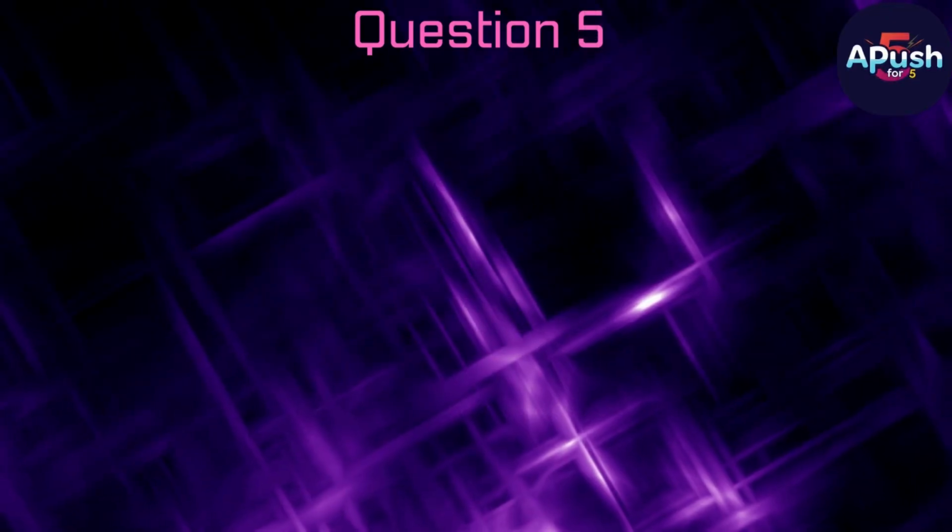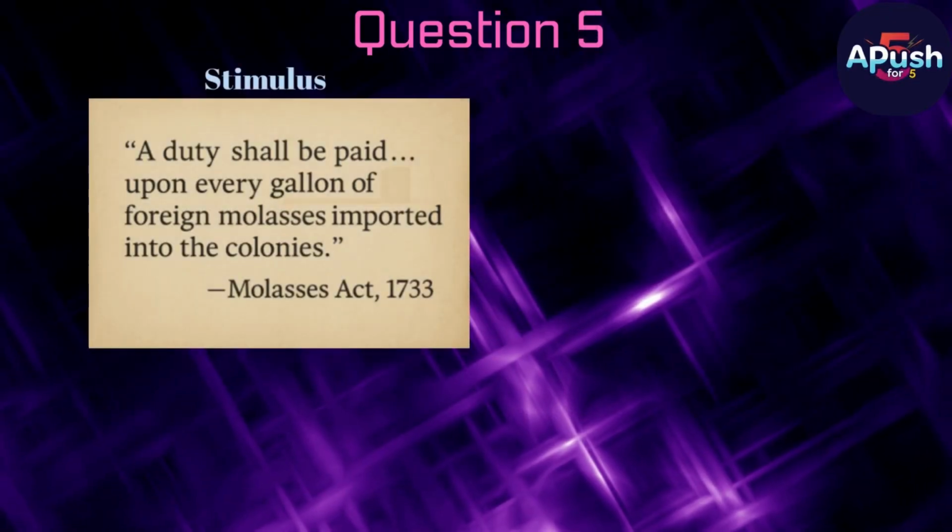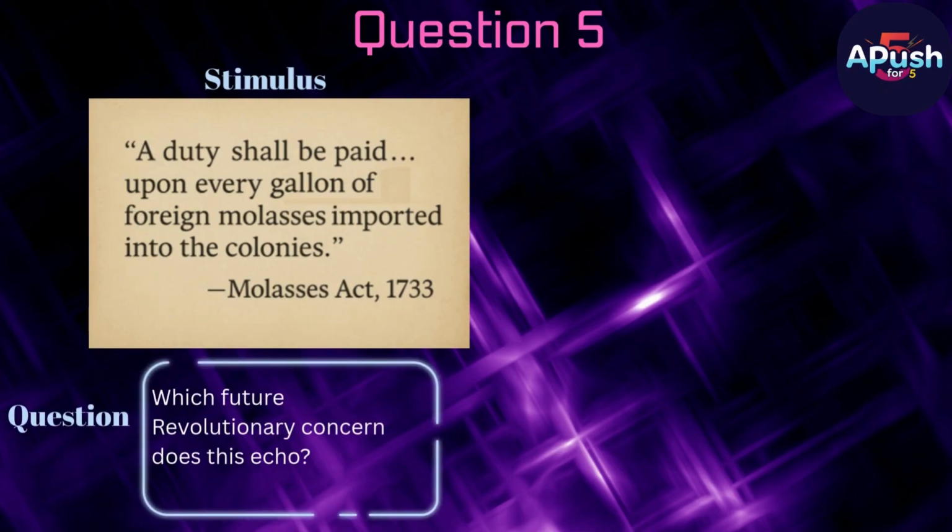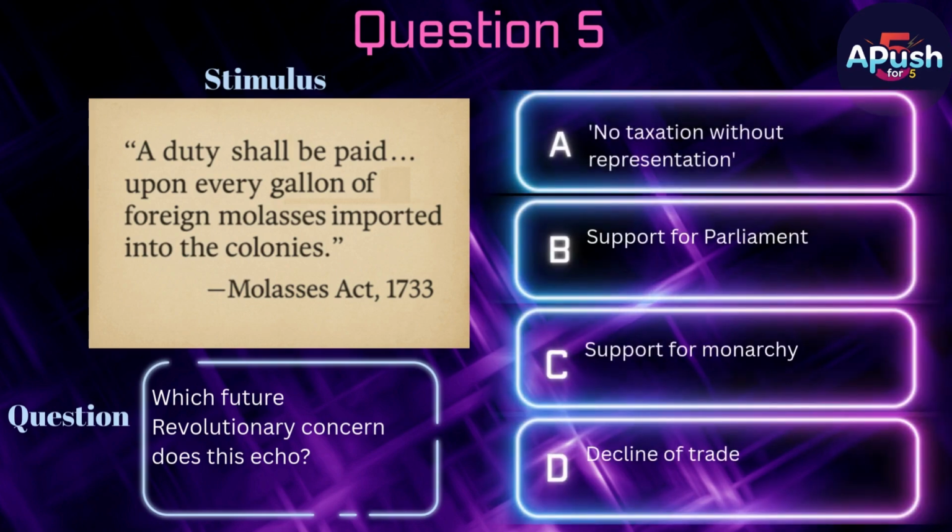Question 5. Stimulus. See the image. Question. Which future revolutionary concern does this echo? A. No taxation without representation. B. Support for Parliament. C. Support for monarchy. D. Decline of trade.